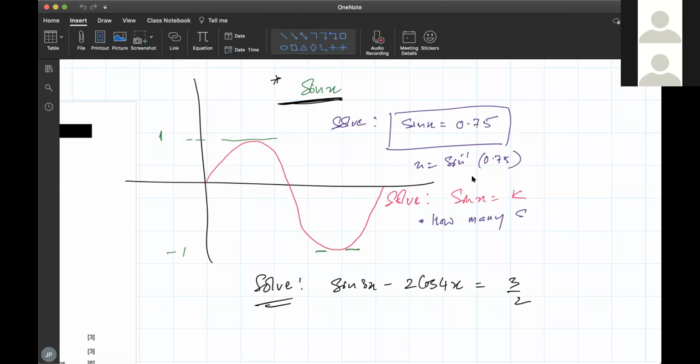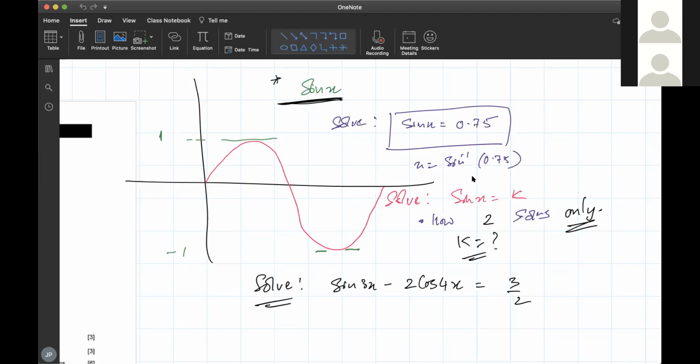How many solutions means how many times it intersects, right? So if the question was, what is the value of k where the graph has two solutions only? Two solutions only. What is the value of k? That's interesting. So we are going to use the same idea of the point of intersection.